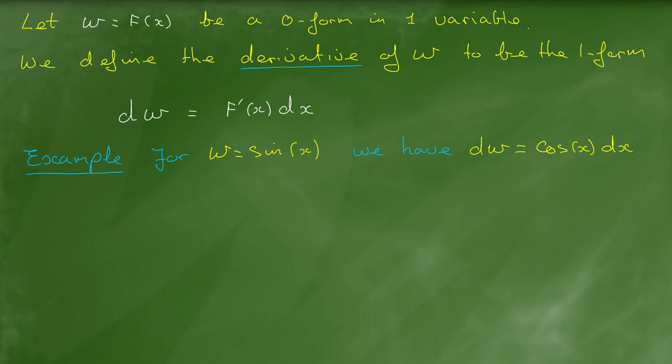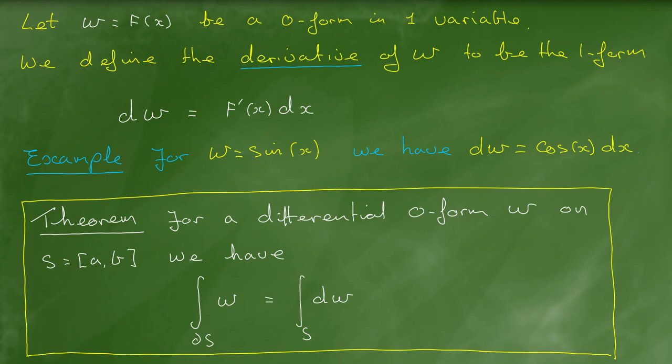So with the notion of derivative of a zero form under our belt, we can now state Stokes' formula as a theorem in this setting. The theorem is then that for a differential zero form omega on a closed interval S from A to B, we have the following equality. The left-hand side is the integral of the zero form over the boundary of S, so this set of two points, A and B. That integral is equal to the integral on the right-hand side, which is the integral of the derivative of omega, the one form, over the region S.